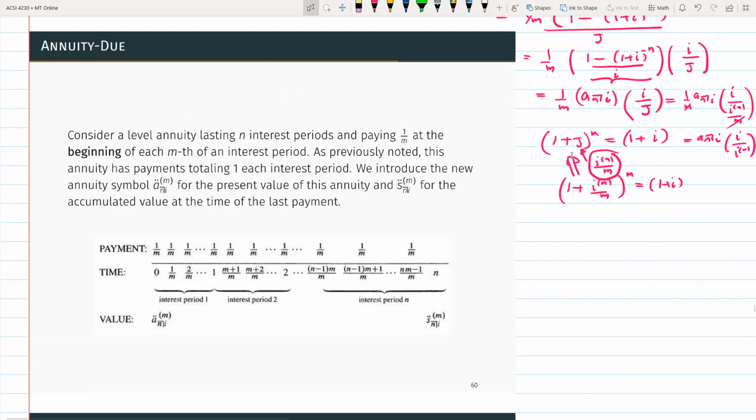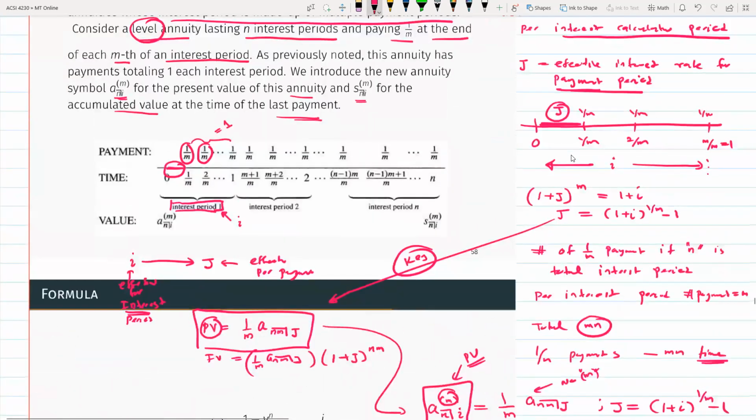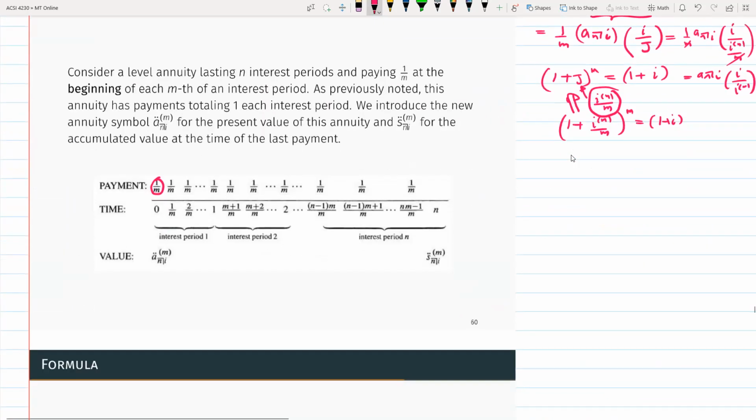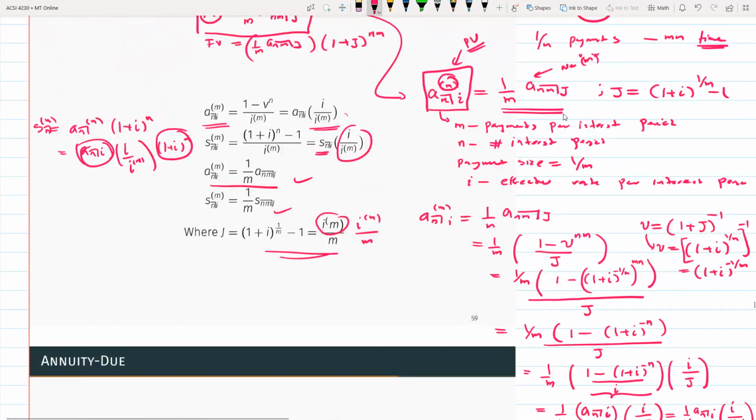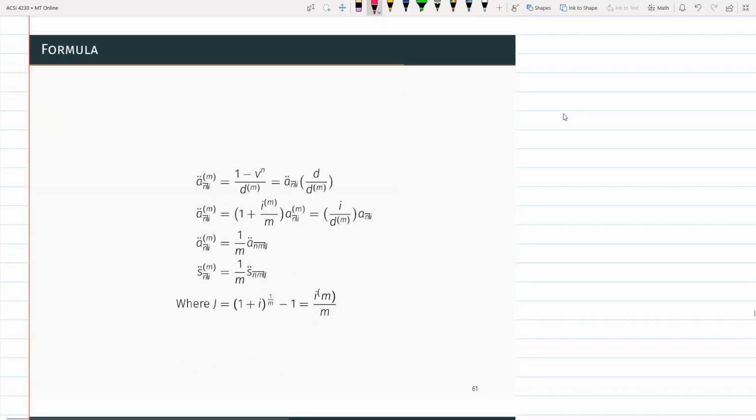So now we can replicate the same results for annuity due. Okay, same idea, the only difference is your payment starts at the very beginning, compared to the previous setting where the first payment starts at the end of the 1 over m time period. Okay, you are still getting more payments than the interest convertible, so m payments per interest period. So you use the same symbol, but with a double dot over a and double dot over s. And here you can find the formula. It's pretty much the same as this, but as usual, instead of i, we have d.